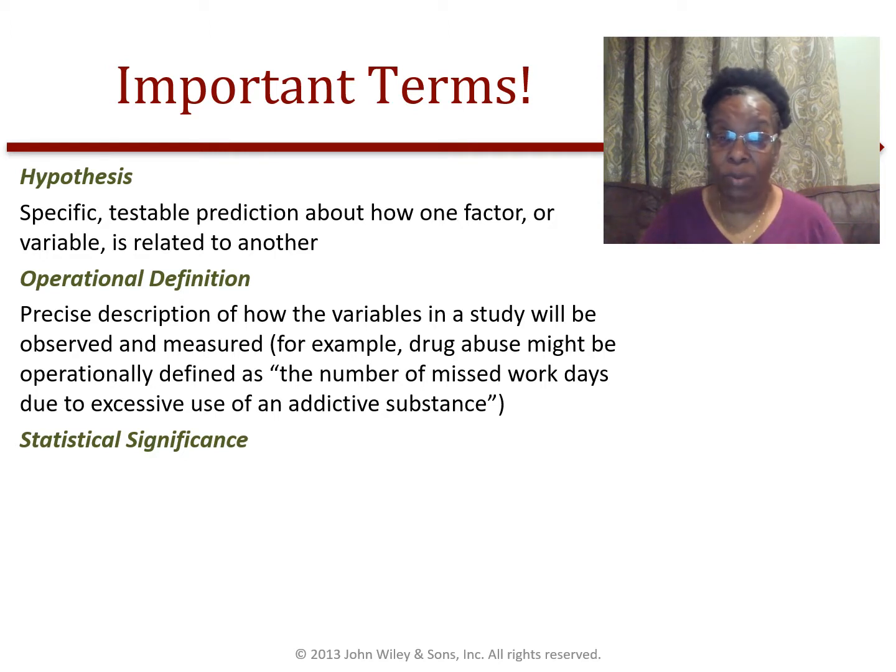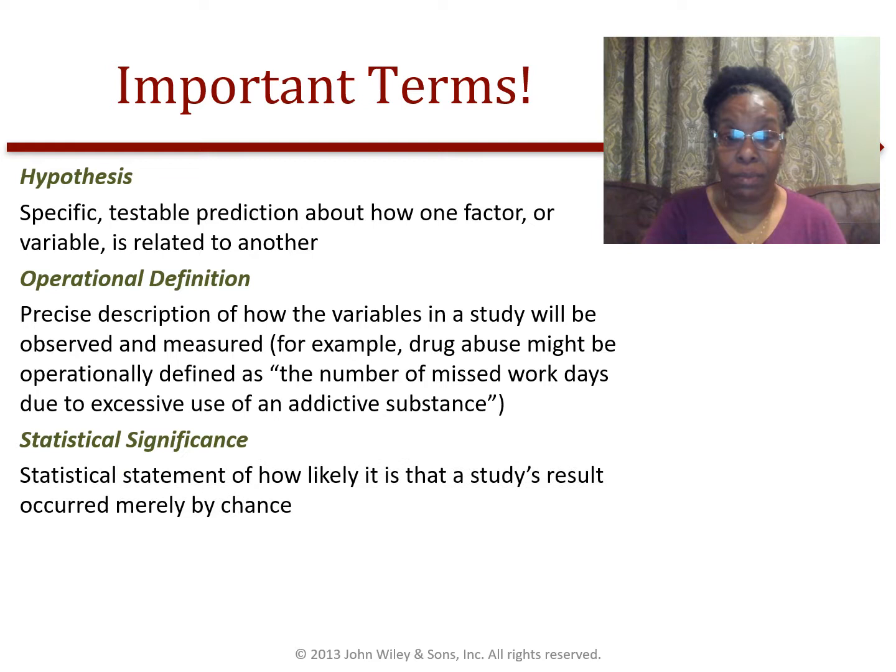The example provided here is how drug abuse might be operationally defined as the number of missed work days due to excessive use of an addictive substance. Statistical significance is a statistical statement on how likely it is that the study results would occur by chance, or can they be predicted.